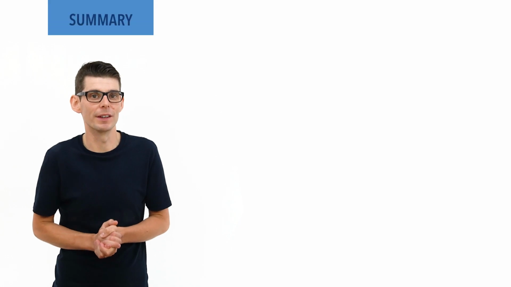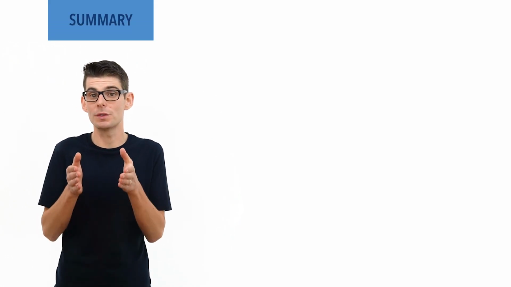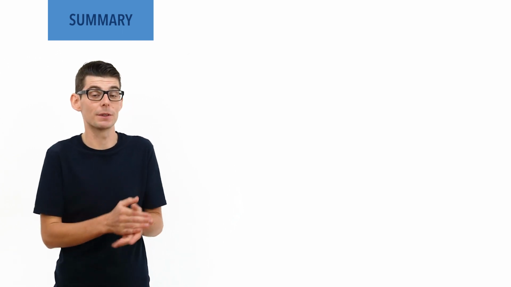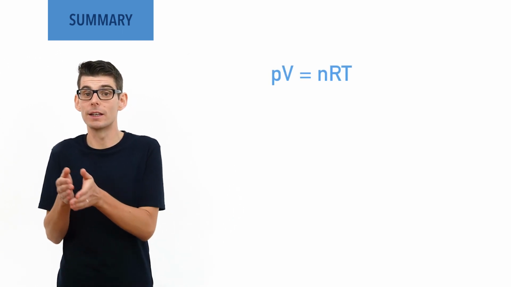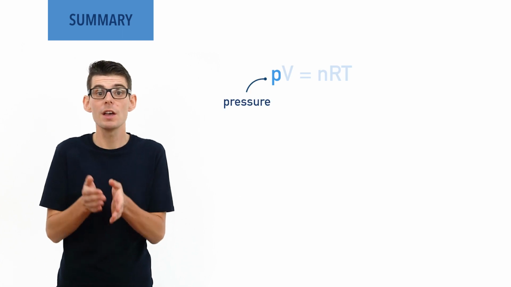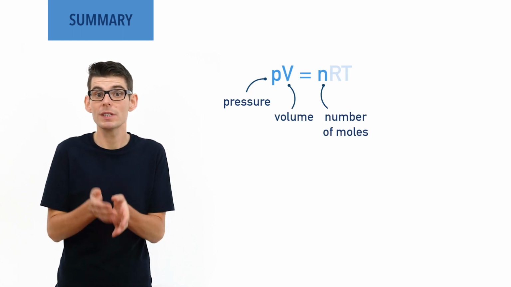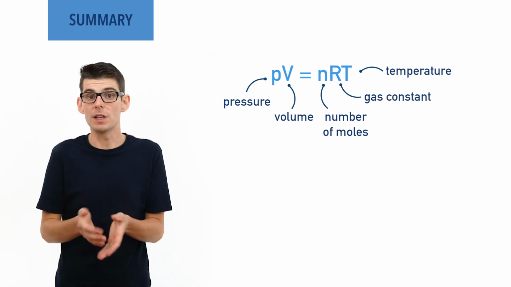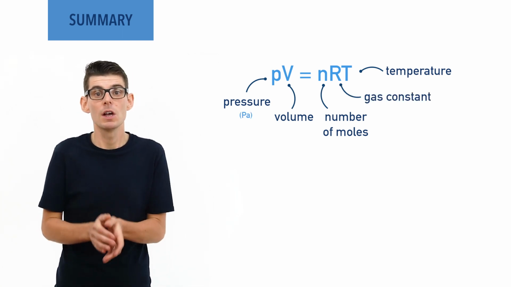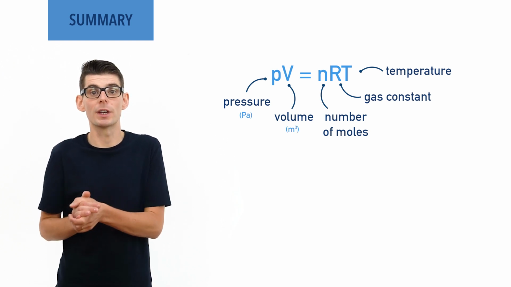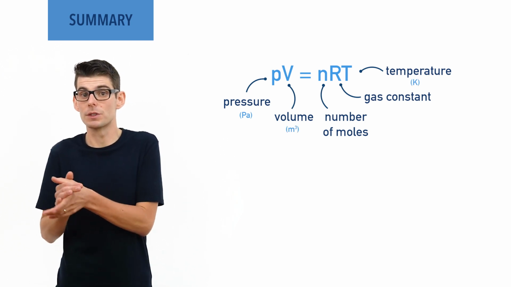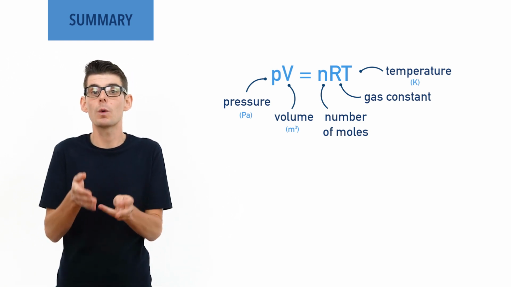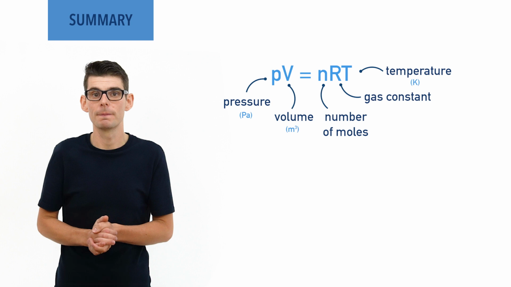So, to summarize, the ideal gas law shows the link between temperature, pressure, volume, and moles of an ideal gas. PV equals nRT, where P is pressure, V is volume, n is moles, T is temperature, and R is the universal gas constant. The units for pressure are Pa, pascals, volume, meters cubed, temperature, Kelvin, and the universal gas constant R links the temperature of a gas to its energy and therefore how quickly the molecules of gas are moving.